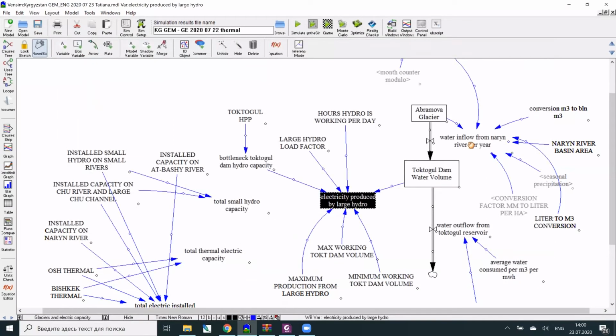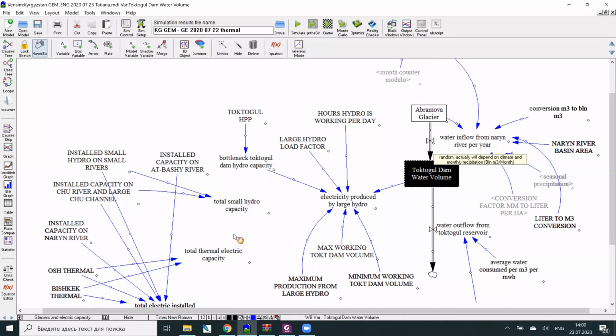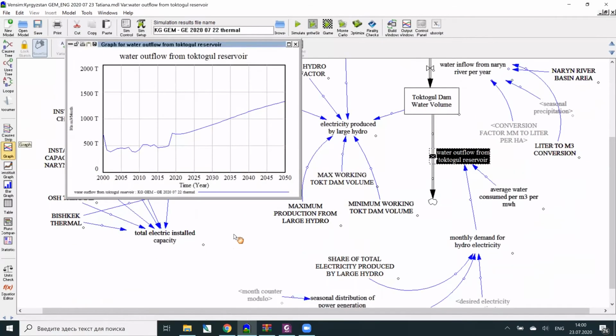You mean the inflow is too small, or the outflow is too big? It's too big, yes. Certainly the outflow is too big. That I can tell for sure. Look at the water outflow just for a second. Open that graph. Is this aligned with the data you have? 500 trillion cubic meters per month? No, this seems a bit too high, right? Yes, it's a bit too high.